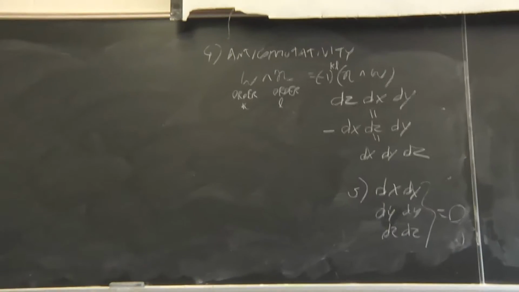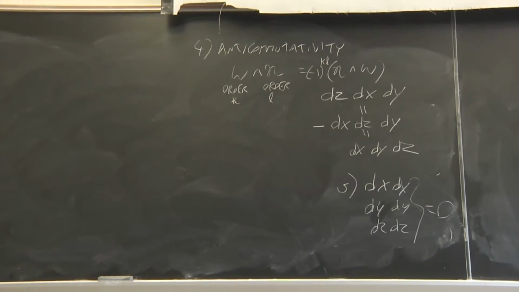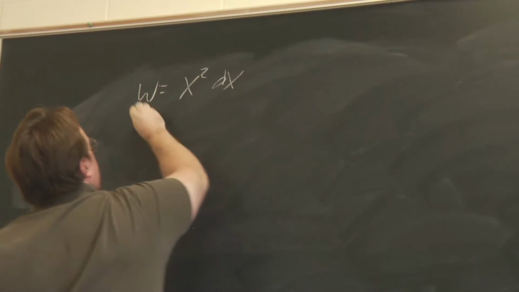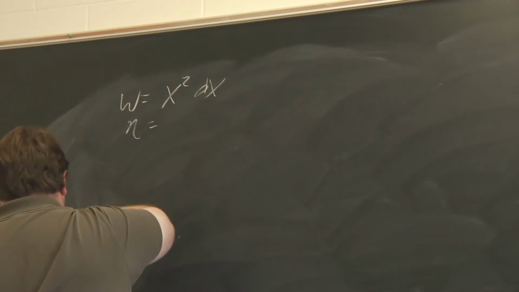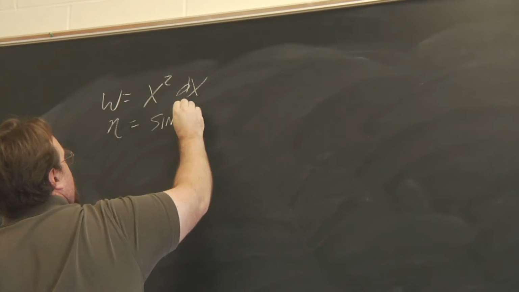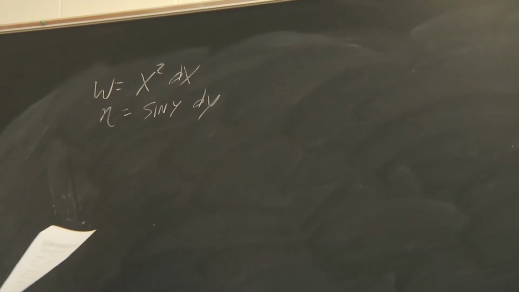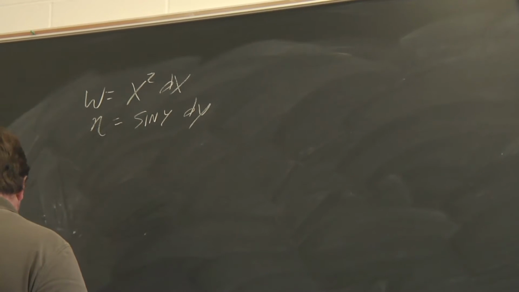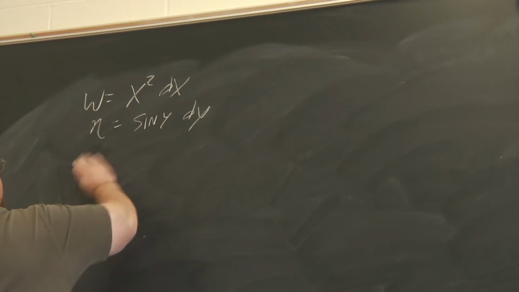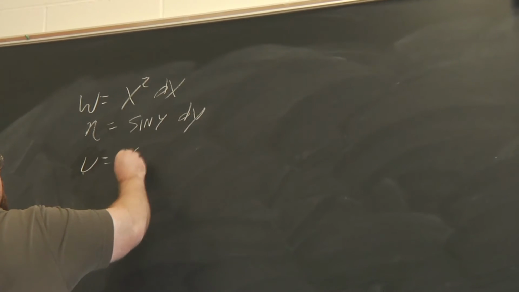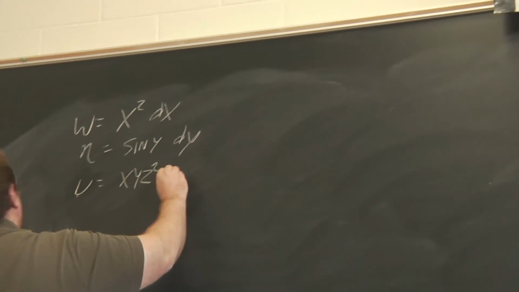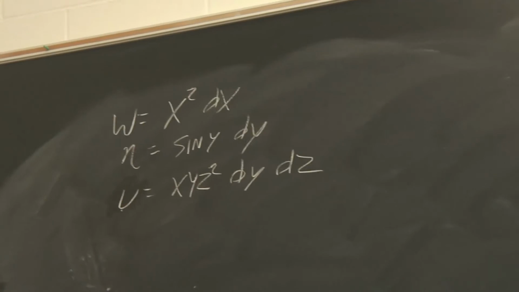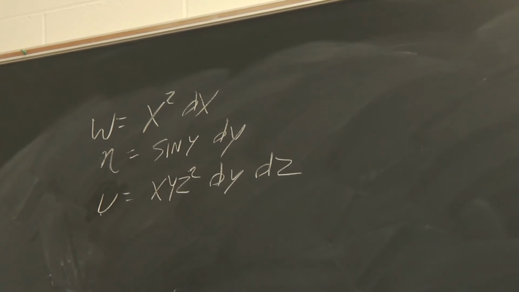Okay. So let's make up some forms here. Omega is x squared dx. Eta is sine y dy. And then, okay, now make another form. Nu will be xyz squared dy dz. So we'll go ahead and start multiplying these forms.